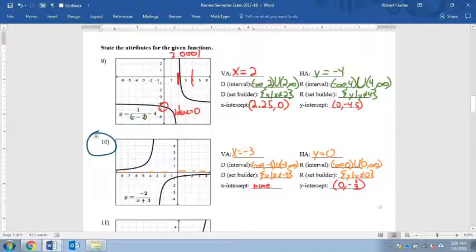Actually, I got negative 0.666, which is 2/3. Let me erase that a little bit and clean that up. Negative 2/3. I'll write it like that so it's easier to read. Alright, that's 9 and 10.